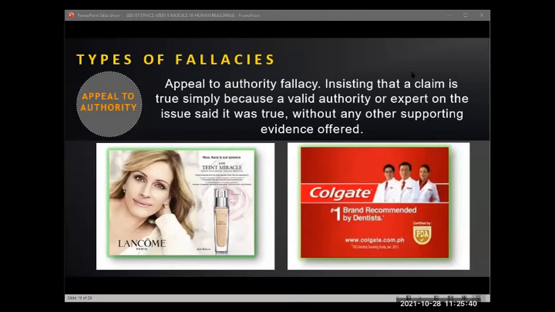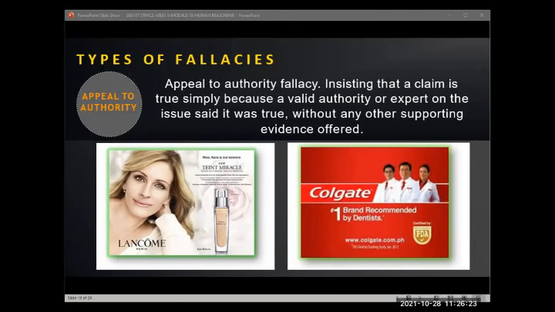The second type of fallacy is appeal to authority. The appeal to authority fallacy insists that a claim is true simply because a valid authority or expert on the issue said it was true, without any other supporting evidence offered. That is similar to those TV ads and commercials we usually see on television. For example, Colgate is considered the number one brand recommended by dentists, and we believe it is recommended by dentists. That's the main reason why most people prefer to use this brand.